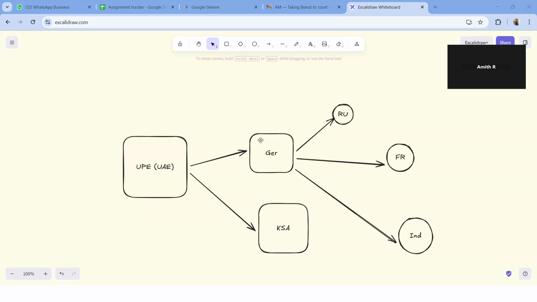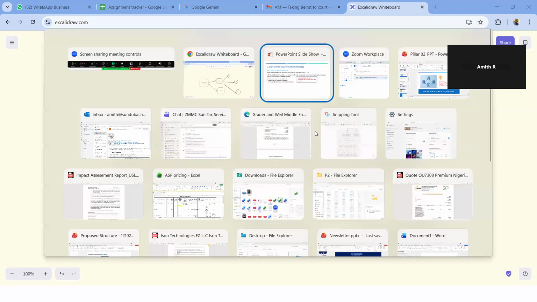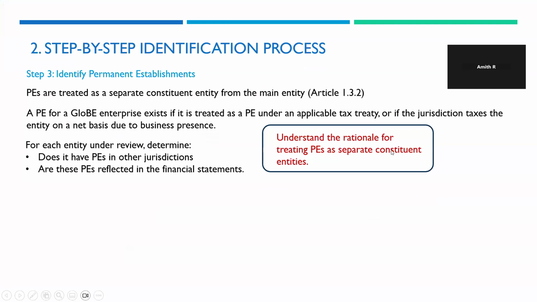Okay. Is it clear? Because you will not find an explanation for it anywhere. It is a little technical. You have to understand why. Okay. So that is the rationale for treating PEs as a separate constituent entity. So you have to see whether CEs include PEs also.